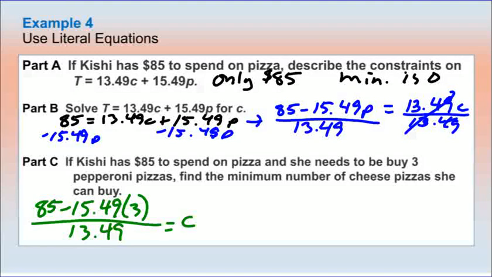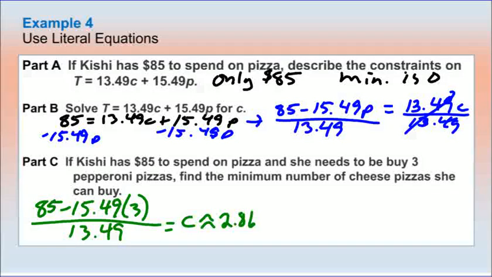Now if I take 85 minus 15.49 times 3, make sure if you're doing it on your calculator, you put it in exactly the way it's written there. Then divide that by 13.49, and you get roughly 2.86.